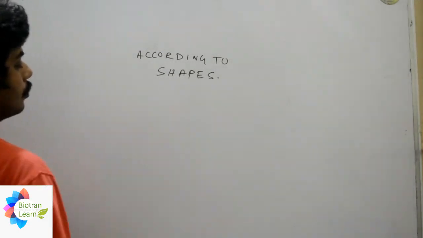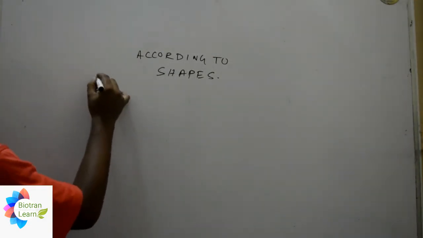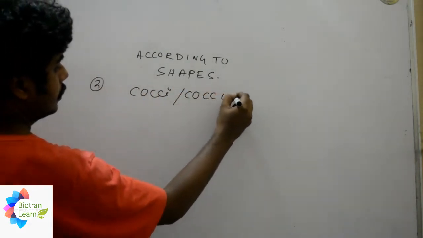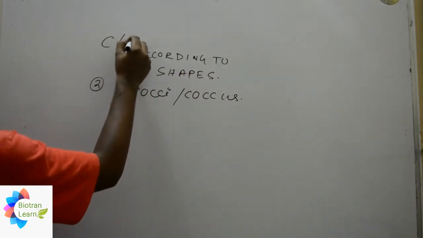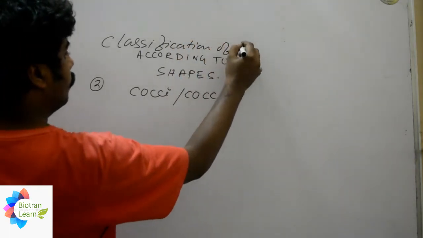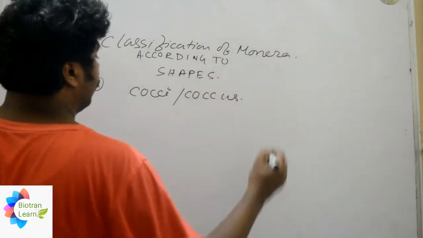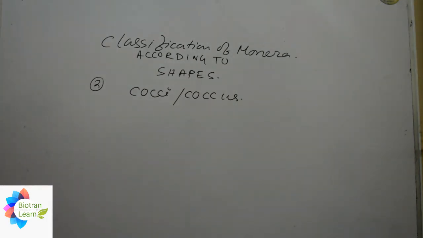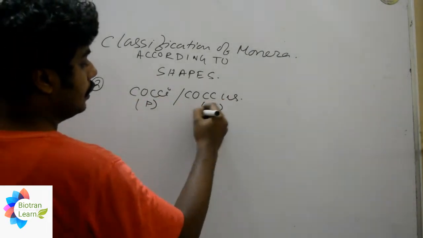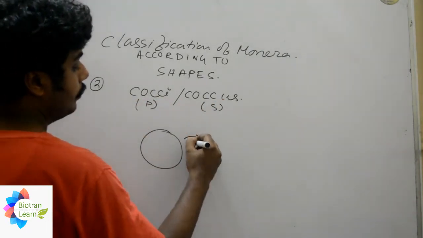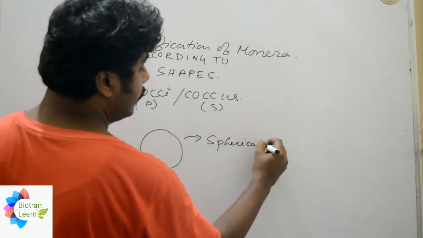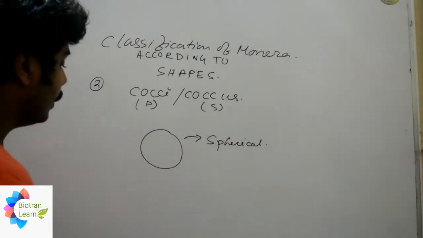Then the next one in our syllabus will be the cocci or coccus, right? Number two is the cocci or coccus. So we are doing classification of Monera, kingdom Monera, right? In this case this is plural and this is singular. This is basically spherical, not circular. They are spherical as they are three-dimensional in shape, right?